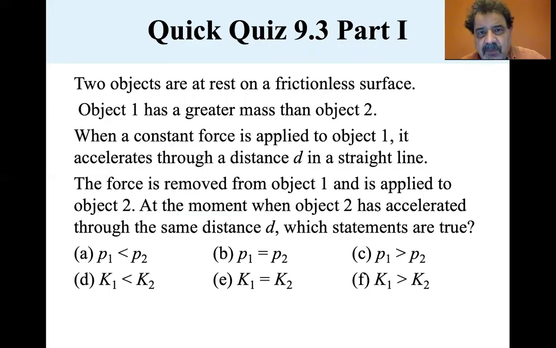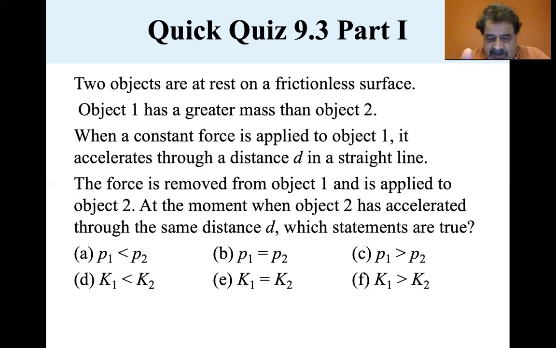Okay, here's some quick quizzes. Two objects are at rest on a frictionless surface. Object one has a greater mass than object two, so M1 is larger than M2. When a constant force is applied to object one, it accelerates through a distance d in a straight line. The force is removed from object one and is applied to object two. At the moment when object two has accelerated through the same distance d, which statements are true?